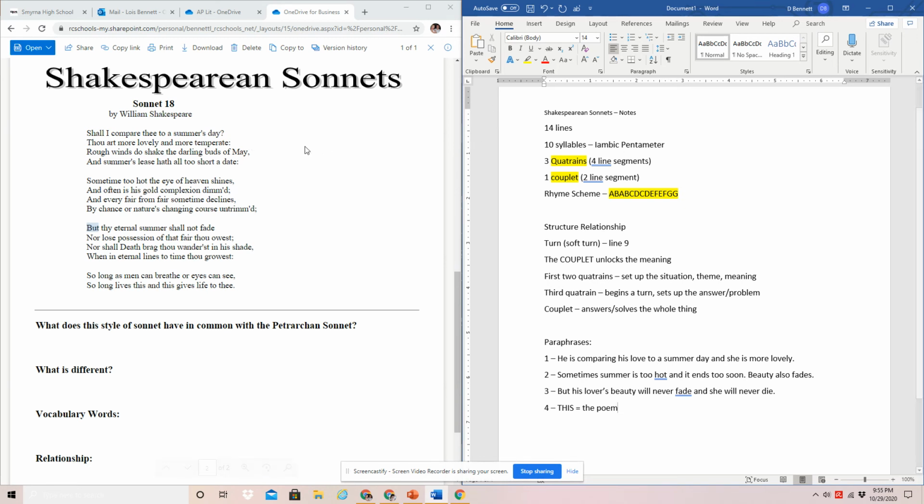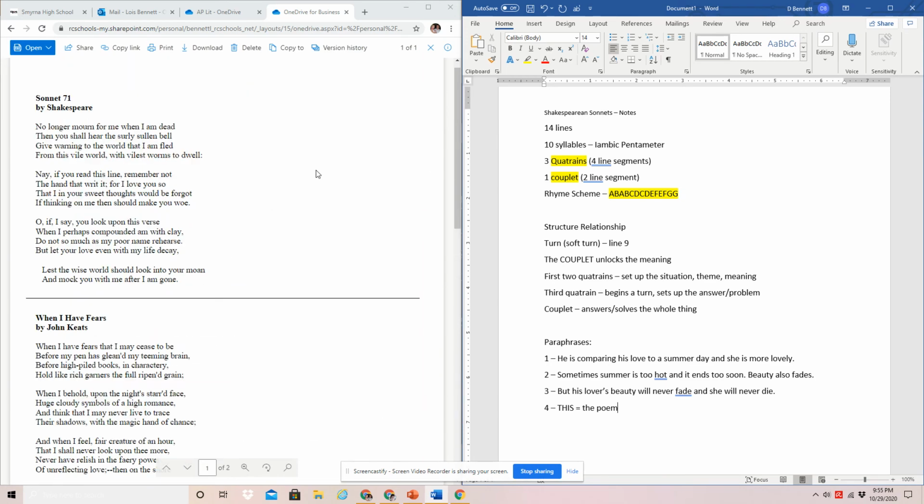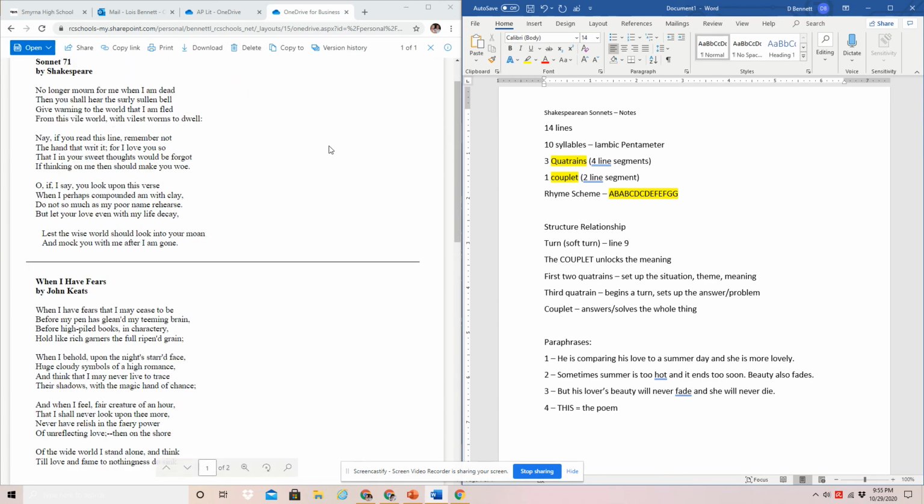What you have now been assigned is to choose one of these 2 other sonnets, Sonnet 71 or "When I Have Fears" by John Keats, and to use the attached chart on Kittim to analyze these poems in the same way that we just talked about analyzing the Shakespearean Sonnet 18 on the front. And these are kind of hard poems, so it's going to take some close analysis. Start with a quatrain by quatrain paraphrase, ending with the couplet, like we just did with Shakespeare's, and see what you can come up with.